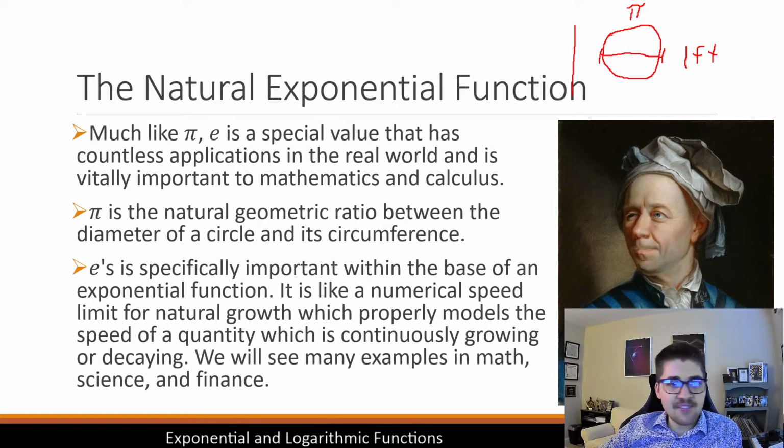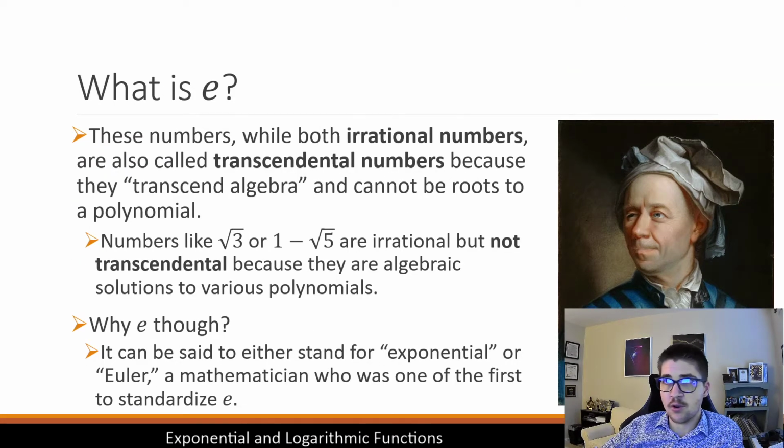It doesn't have anything to do with circles, but instead has to do with progression of natural growth, and we'll talk about that in a minute longer. But it's very relevant to finance and natural exponential growth. We also refer to these numbers, pi and e. They're often referred to as transcendental numbers, basically because they transcend algebra.